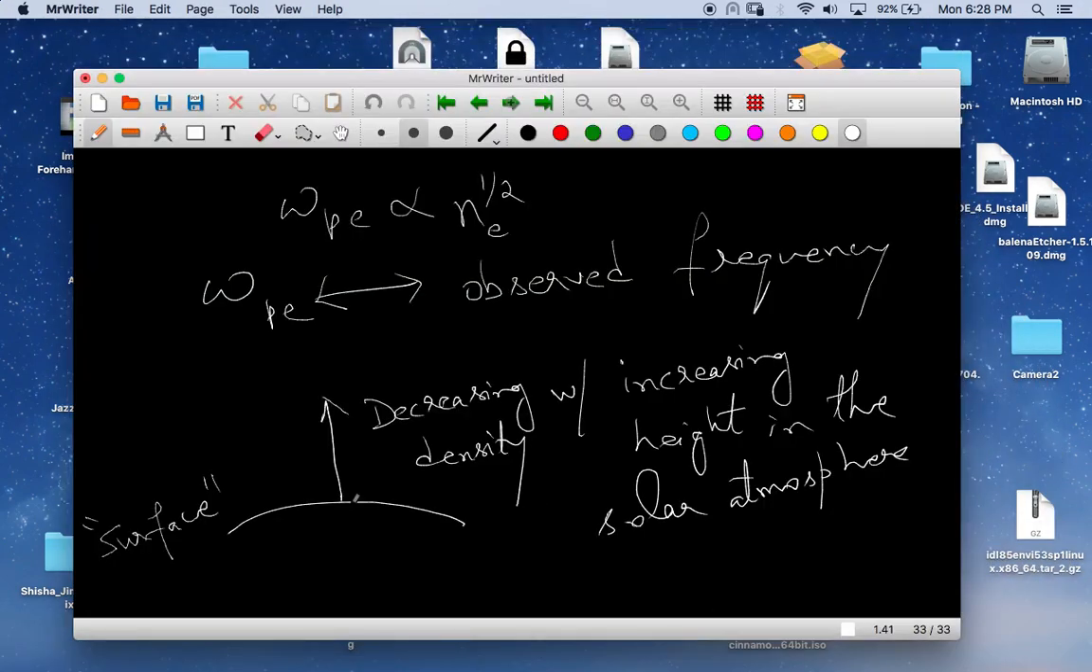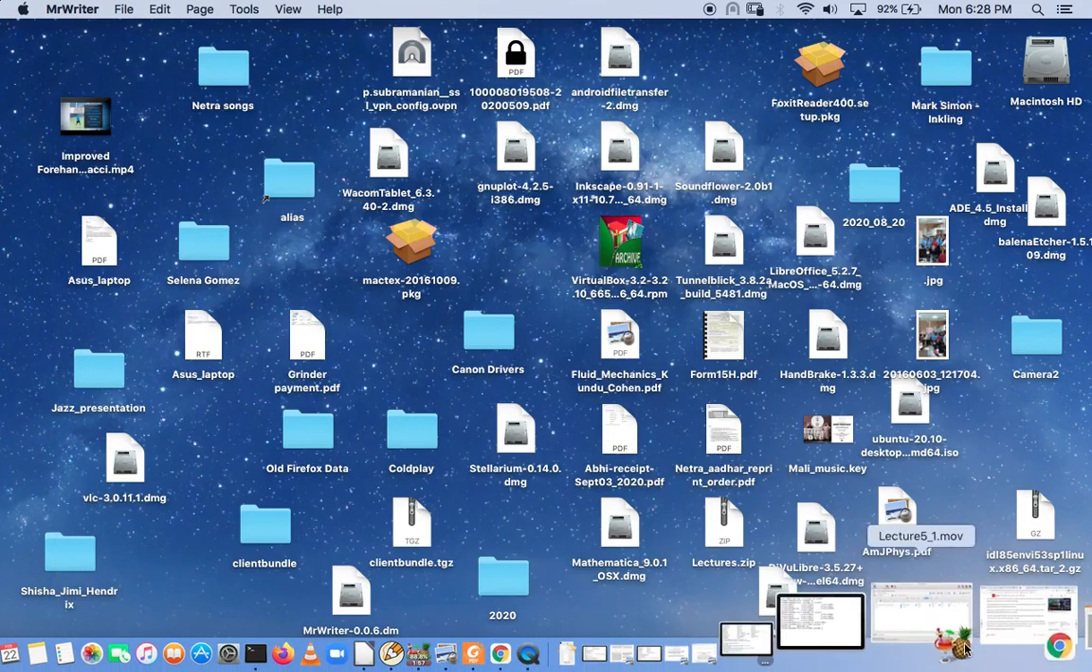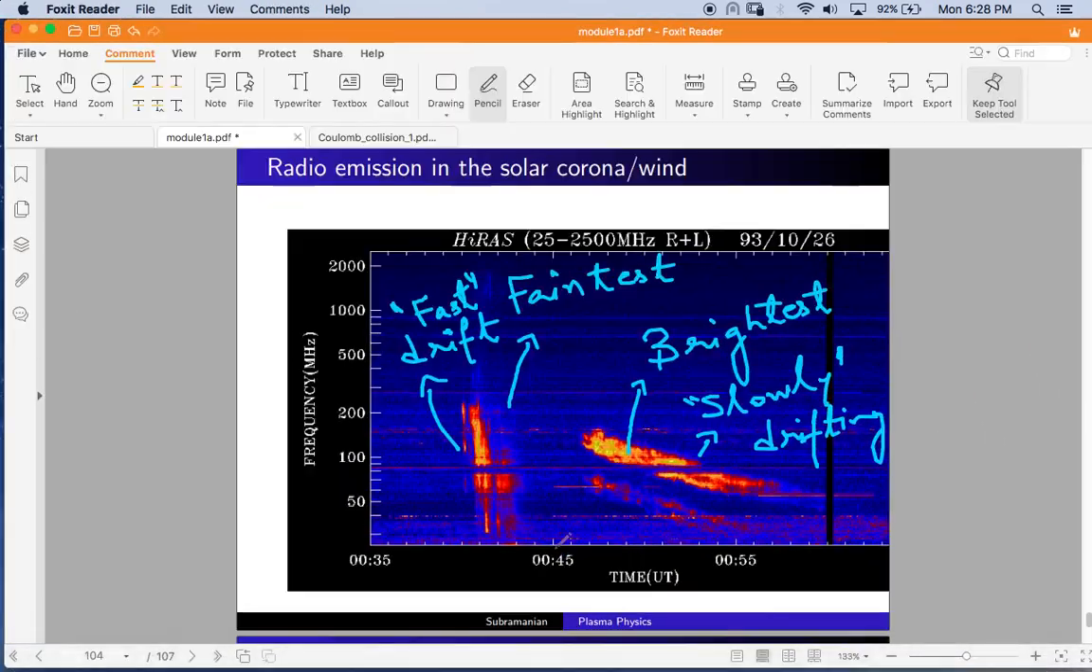because of this. You see, as you go up from the surface, any atmosphere decreases in density. So you come down, the plasma frequency increases. You go up, the plasma frequency decreases. Okay, this has all the telltale signs of pointing to an exciter. Whatever is causing this emission is drifting at this particular speed.